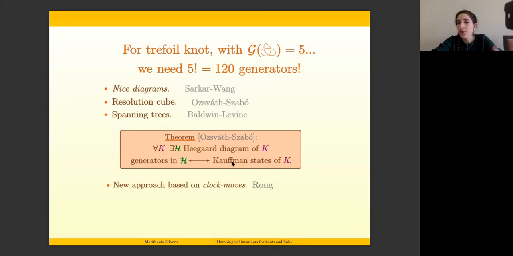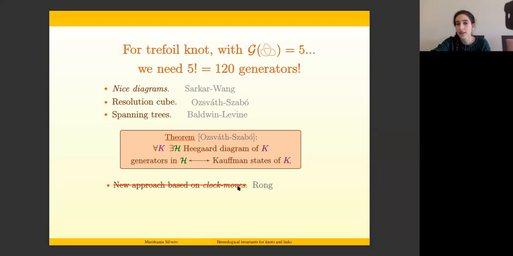Kauffman states form a lattice, and they are related one to the other in this lattice by something that Kauffman defined as clock moves. Ron tried to give a new approach to knot Floer homology based on this theorem, taking as generators the Kauffman states, but of course the problem is defining the differentials. So he tried to define those differentials in terms of clock moves, but this was not correct. In fact, I found that it's not invariant under Reidemeister 2, so it's not a link invariant.